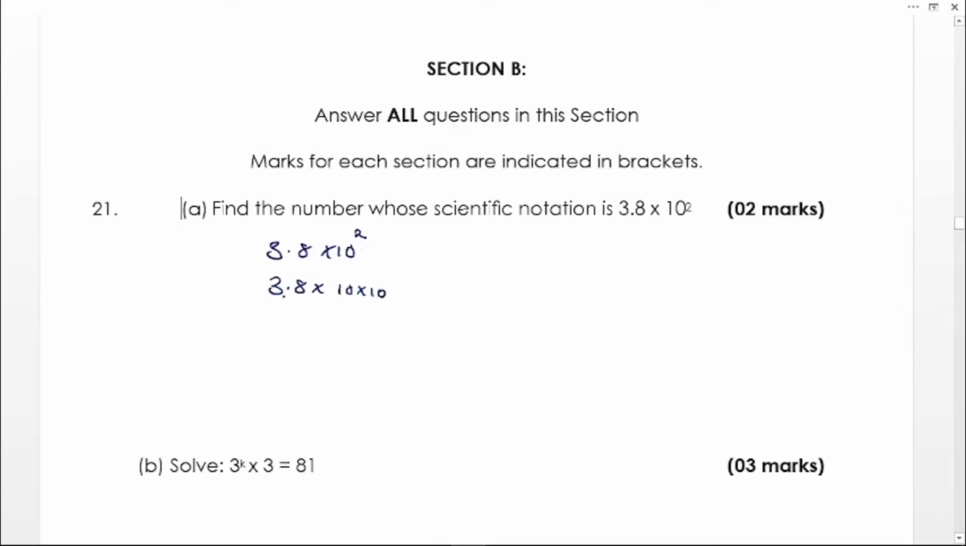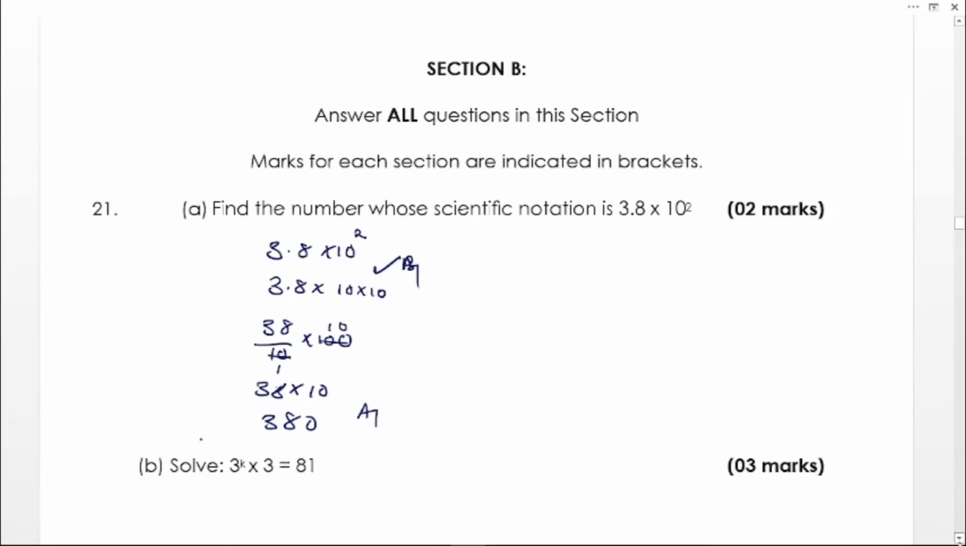times 10, whereby 3.8 is the same as 38 over 10, times 10 times 10. Now 10 times 10 is 100, divided by 10, you remain with the 10. So we have 38 times 10, which gives us 380. Okay, so that was very simple. Here you are given a bonus mark for accuracy, 1 there.